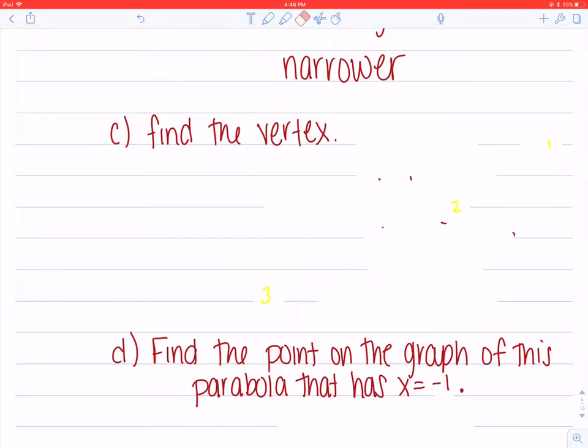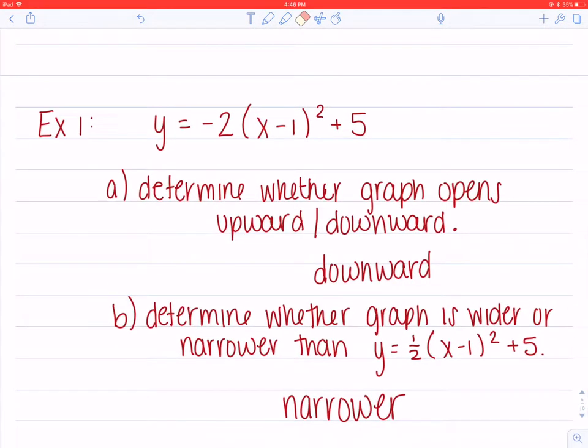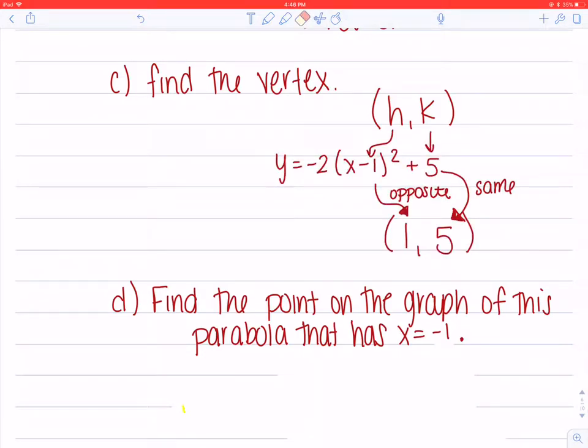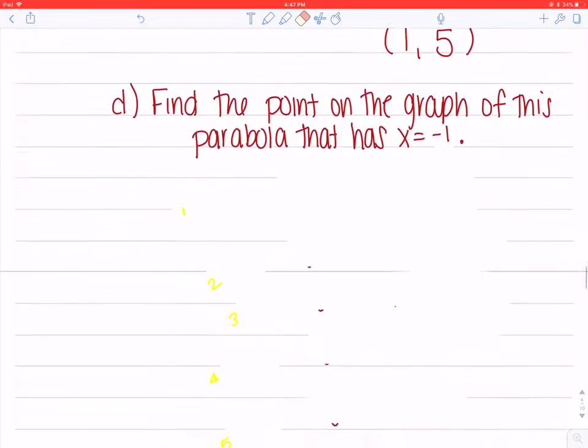So the next part says to find the vertex. Well, because this is already given in vertex form, I am just pulling out (h, k). So here I can see h and k. Now if you remember, h will switch, so I'll have +1, +5. Because h switches and it was negative, it turns to positive, and k stays the same. So my vertex is the point (1, 5).